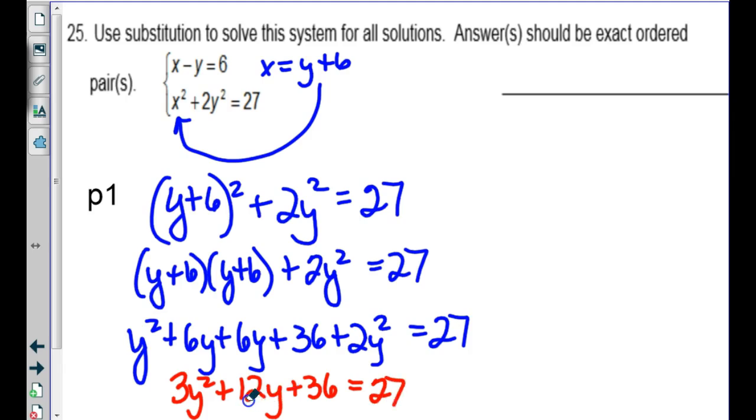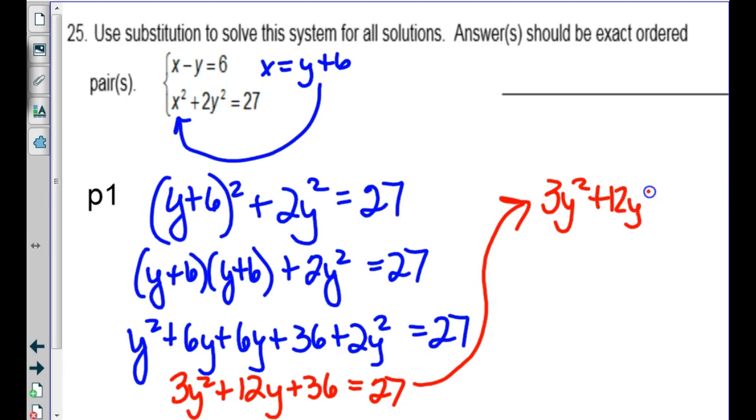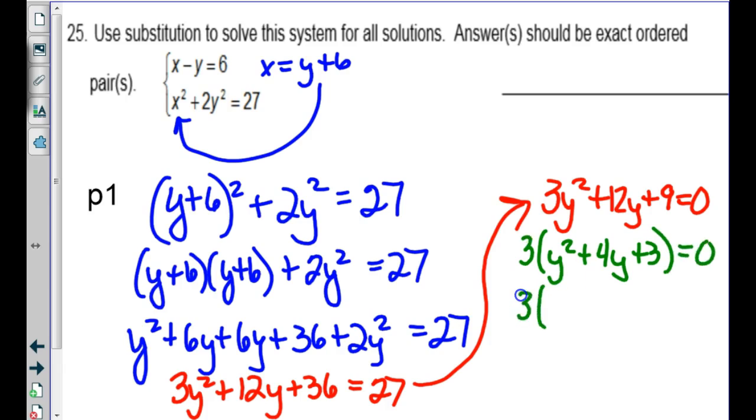Can I factor right now? Got to equal 0 first. So if I subtract 27, what do I get? 3y squared + 12y + 9 = 0, right? Some of you start factoring here, and then you get messed up because it's really hard to find this stuff. If you just take out a 3, does this become a much easier factoring problem? Yeah. (y + 3)(y + 1).